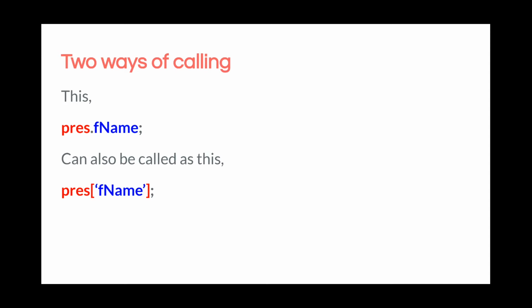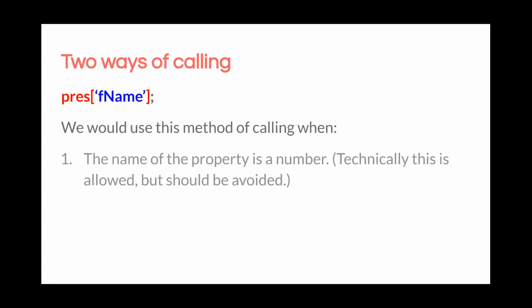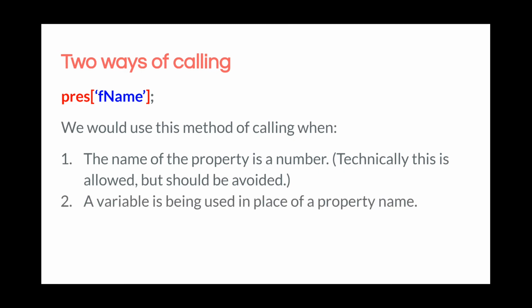So there's two ways of calling something from your object. You could just say object.fname or whatever, so you call the object and then you call the key and it returns the value. But you can also call it by the name of the object, and then use square braces and quotes around it. You would do that if you're calling the name of a property as a number. Technically, you can do it, but you should really try to avoid doing that. But you would also use this method if a variable is being used in place of a property name.